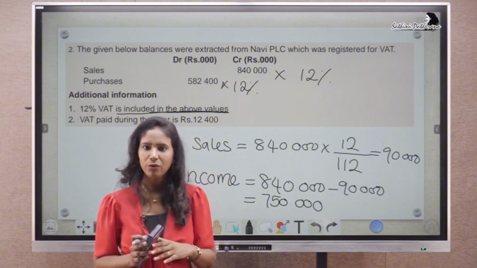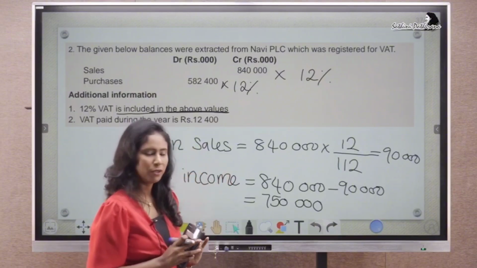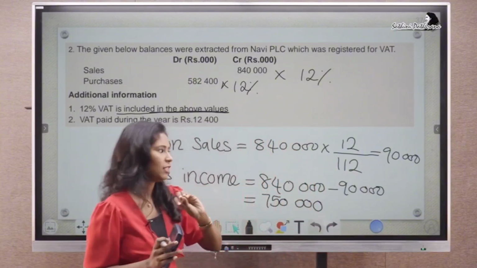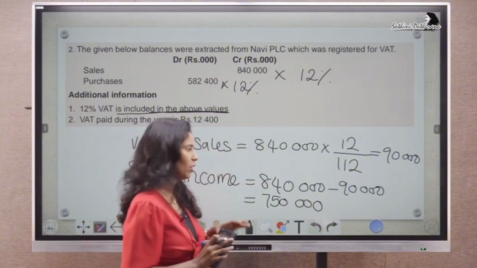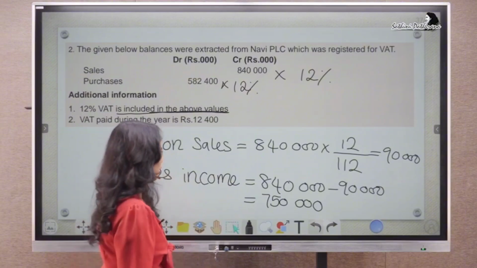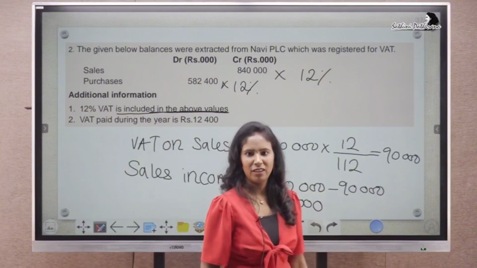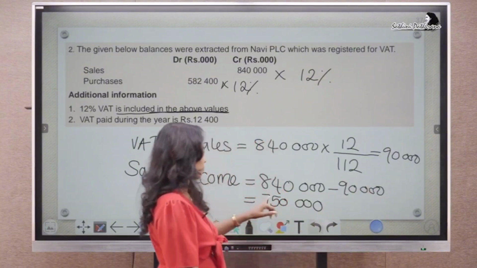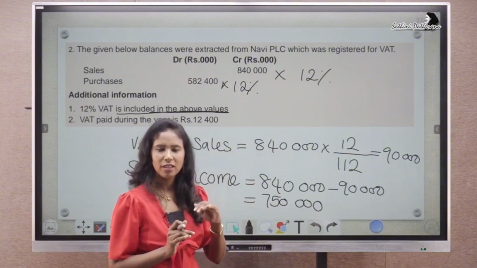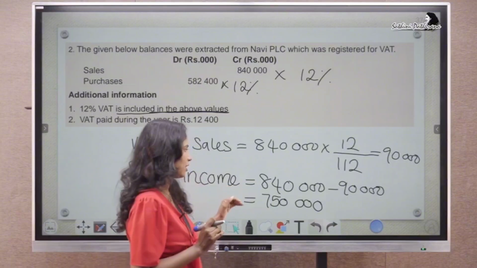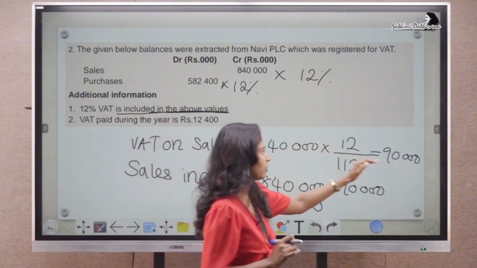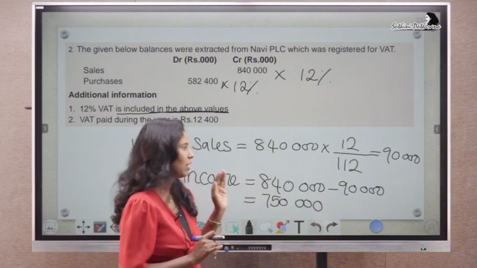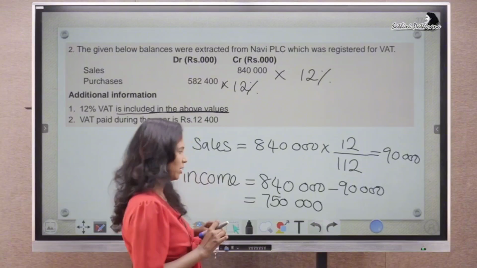In that 840, 12% VAT is included. You should do your calculation like this to identify the VAT amount which is included in that sales. Hope this is clear, children. Now, can you tell me where we write this 90,000? This is VAT on sales. So sales is 750. The sales amount goes to the sales account credit, and this 90,000 VAT goes to the VAT control account credit side. Sales account credit 750, and you should credit 90 to the VAT control account. Let's prepare.